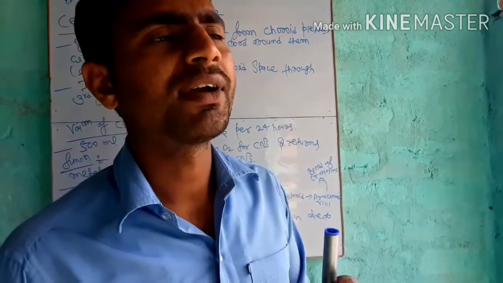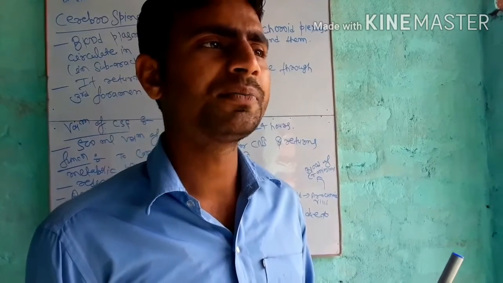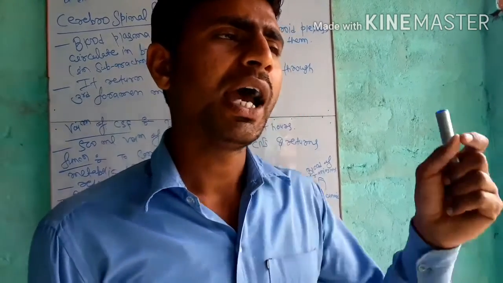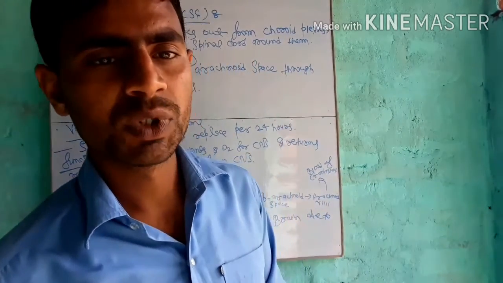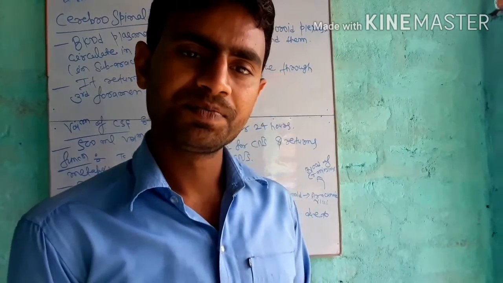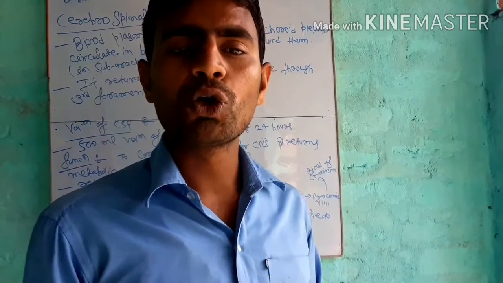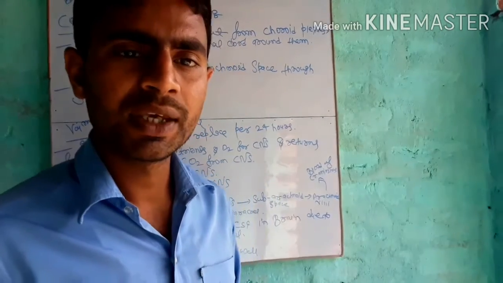You know that there are three layers: outer, the dura mater; middle, the arachnoid mater; and inner, the pia mater. That pia mater fuses with the brain, then forms the choroid plexus, fusing at two places.